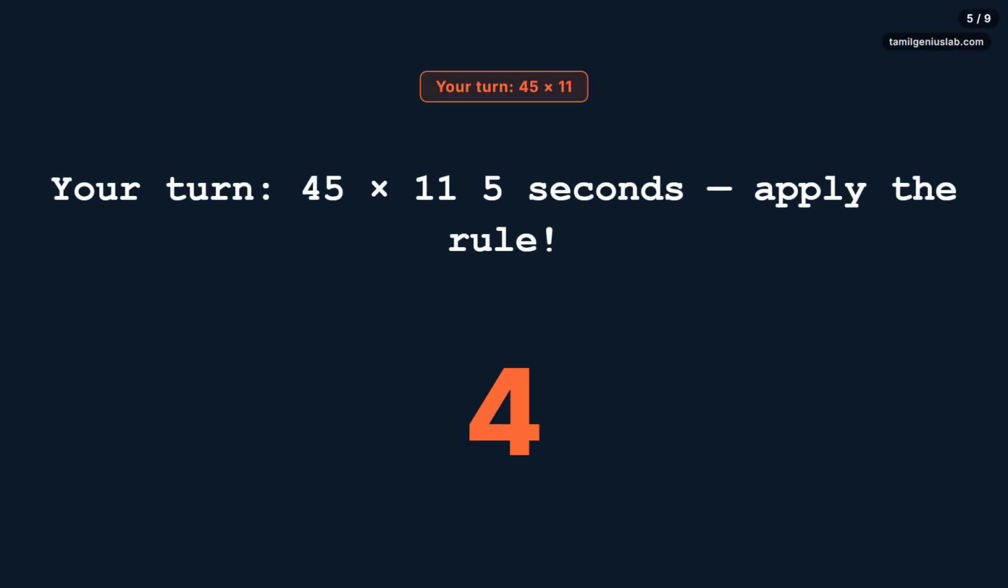Your turn. 45 times 11, 5 seconds. 3, 2, 1, go. Yes, 4 stays. 4 plus 5 is 9. 5 stays. 495. Check by derivation. 45 times 10 is 450, plus 45 is 495. 2 paths, same answer. If you got that in your head, the rule is starting to wire.